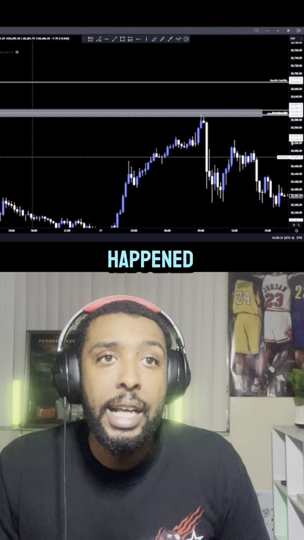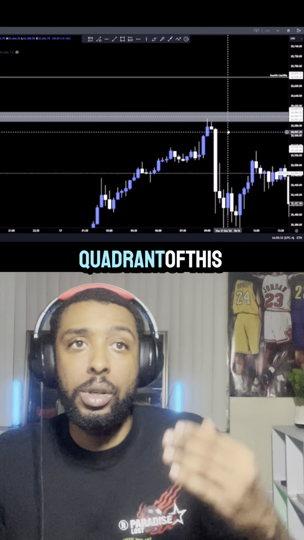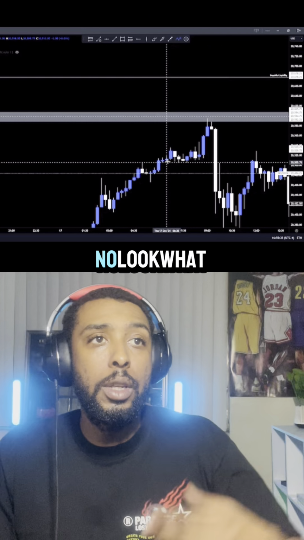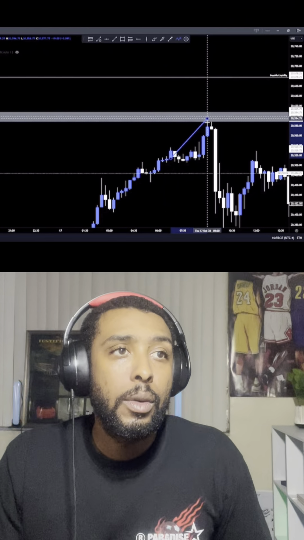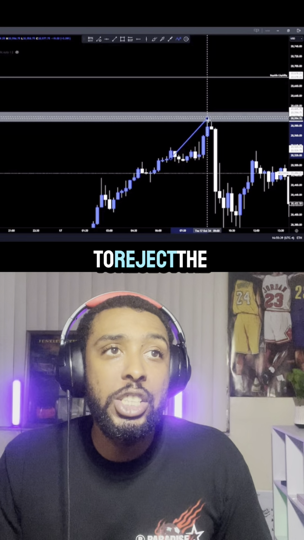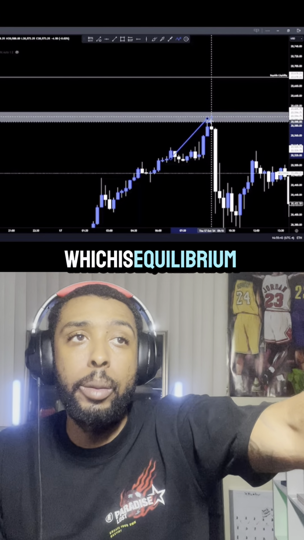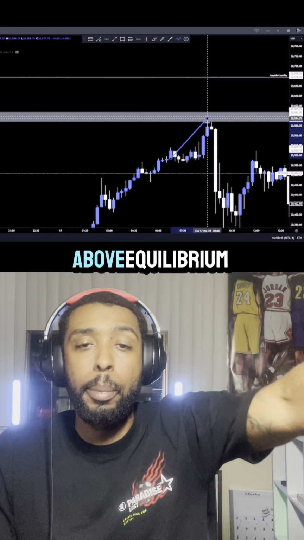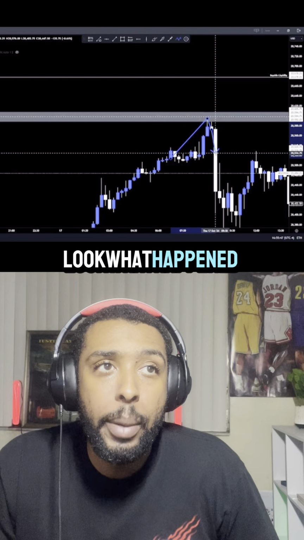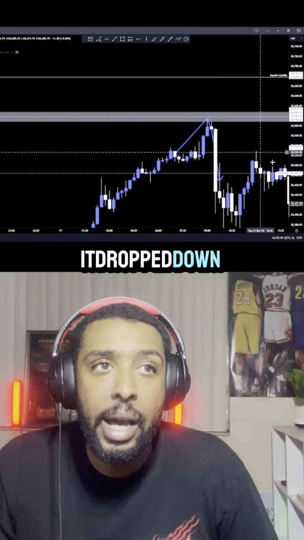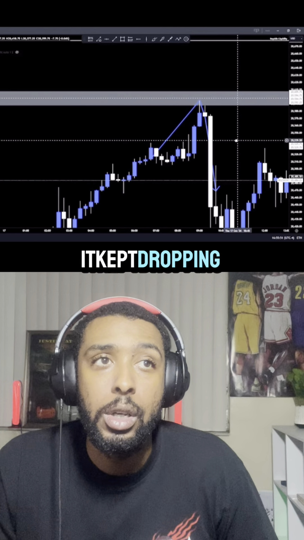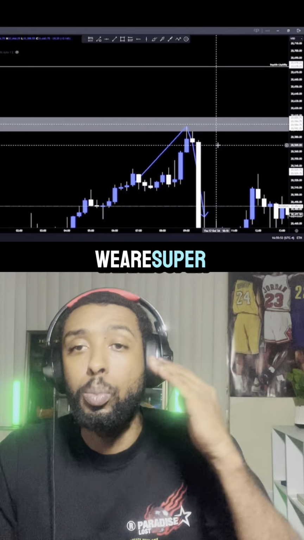And then look what happened. Did it trade in the upper quadrant of this fair value gap? No. Look what happened. We were expecting it to reject the bottom quadrant of the level, which is equilibrium. We don't want it to close above equilibrium. And look what happened. The moment it came to equilibrium, it dropped down, and it kept dropping, showing signs of we're super bearish.